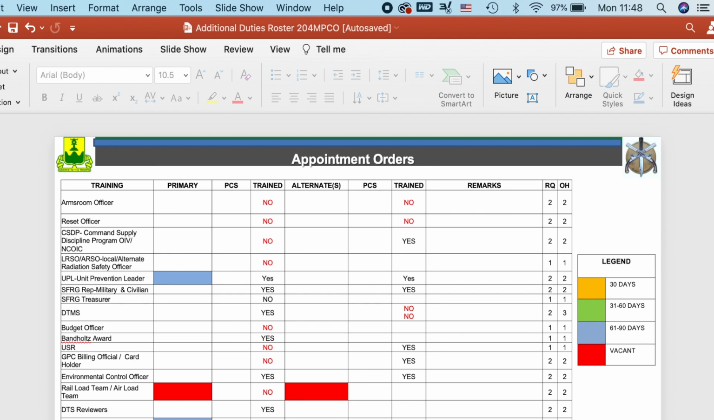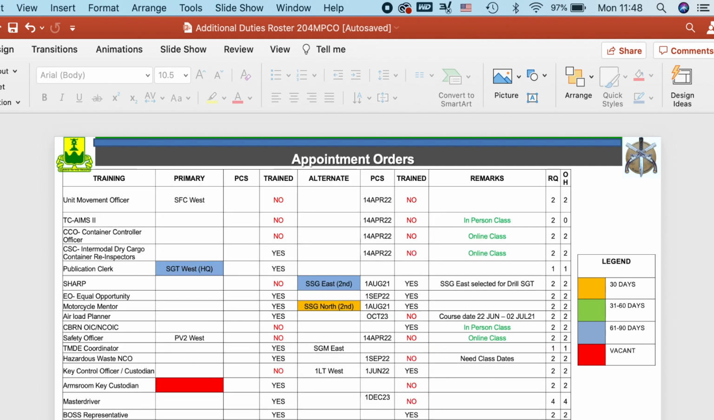So this is fairly simple. I'm not going to ramble on, but this is the appointment orders tracker or additional duties tracker. It's pretty self-explanatory. Okay, so moving on to the next thing, we have the monthly maintenance battle rhythm.